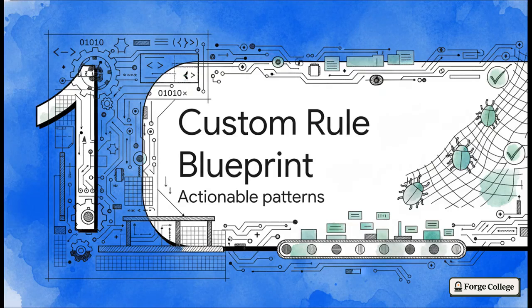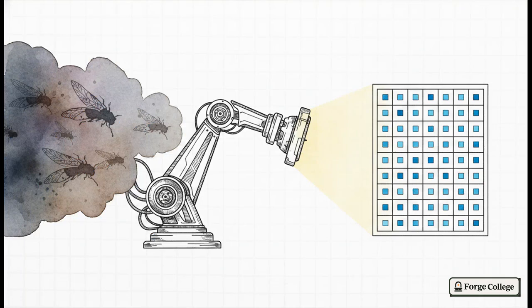Section 1. The Custom Rule Blueprint. This is where we take our theories and actually operationalize our detection. The whole goal here is taking that deep theoretical knowledge of yours and making it actionable. We want to translate the abstract characteristics of a vulnerability into concrete machine-checkable patterns.